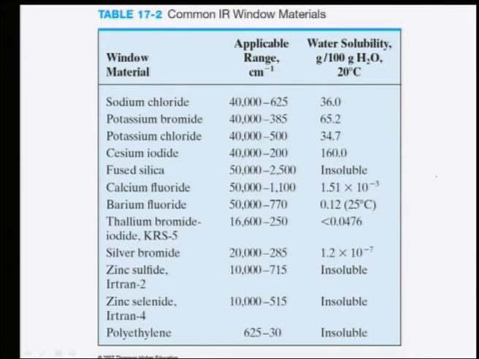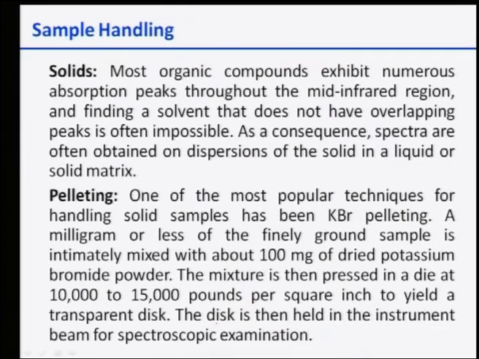And what kind of window materials can be used? Sodium chloride can be used for a large range, that is the best material available, but it is soluble in water, that is the problem. Otherwise you can use potassium chloride or potassium bromide, but solubility is a problem. Cesium iodide can be used. An important one is fused silica, which is insoluble in water or alcohol, and it can be used over a large wave number range. You can even use zinc sulfide, which is insoluble. Polymers cannot be used, because they absorb infrared radiation over only a very small wave number range.